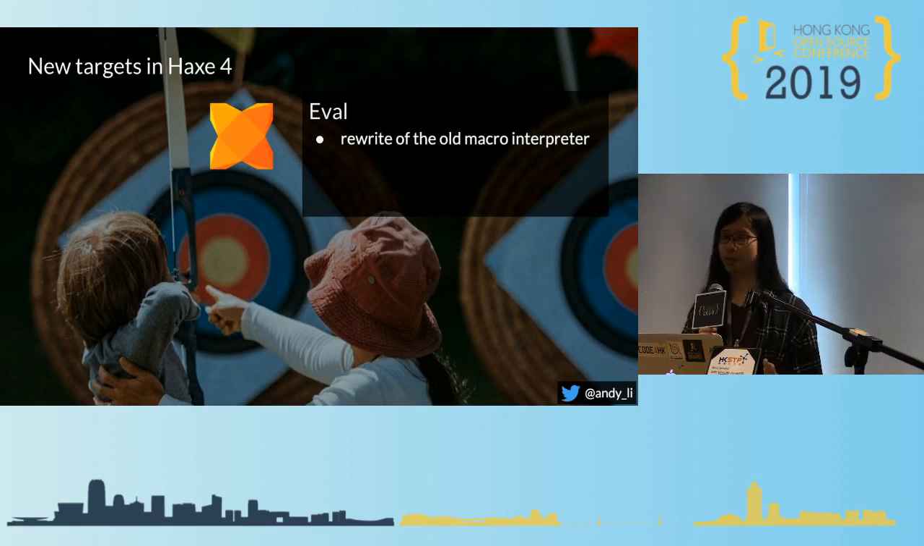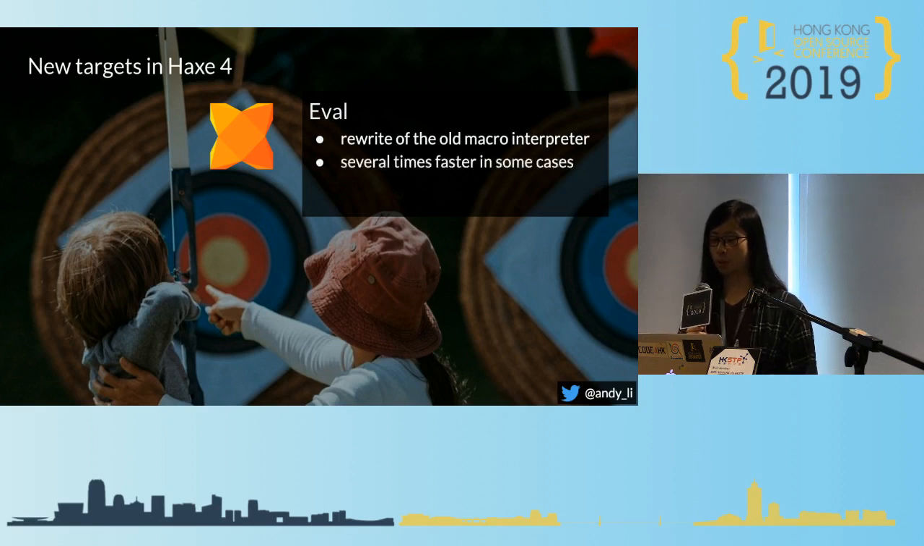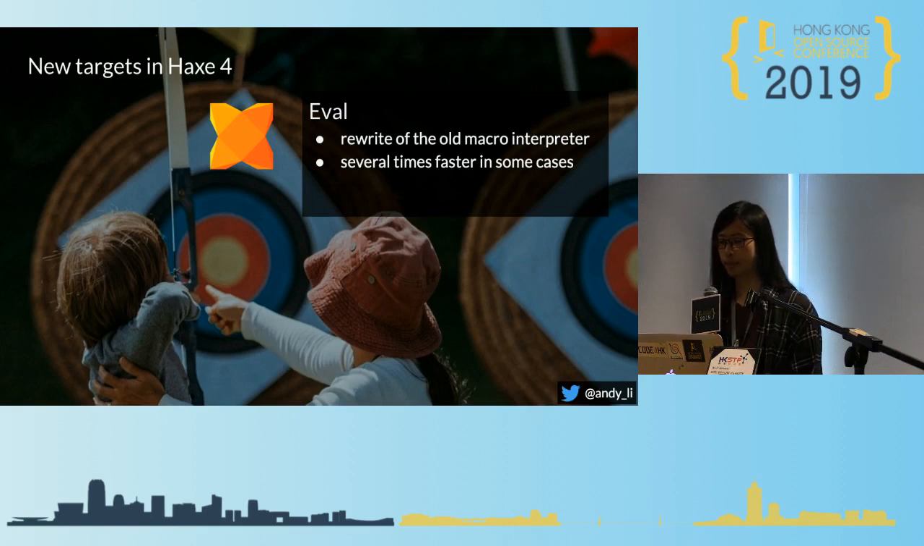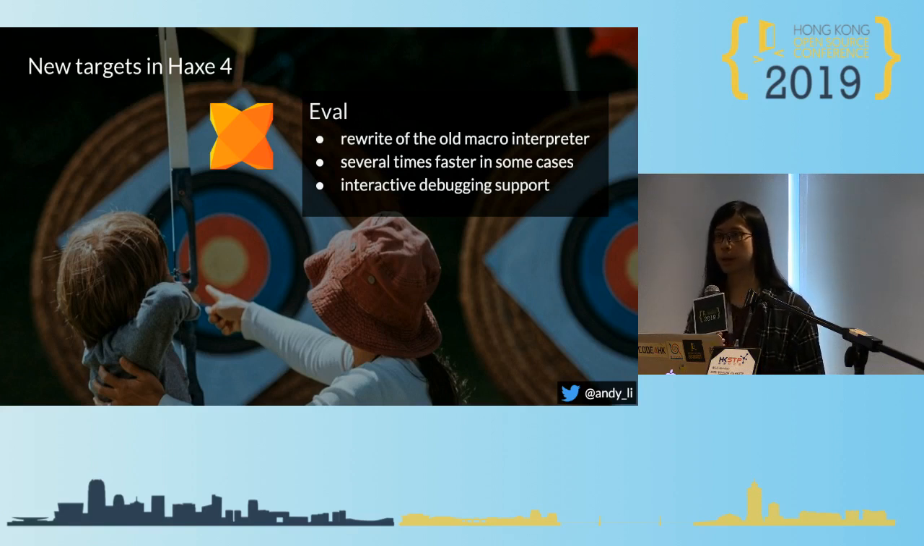So if it's faster, that means you can abuse it even more, and then you can do even more things during the compilation stage. And yeah, the rewrite of it is basically for the performance. It's now several times faster in some cases, and it also has pretty good interactive debugging support. There is a VS Code extension for debugging the Haxe compiler macro. Yeah, so you can step in or out of functions and look at the variables, and do the usual stuff for debugging.